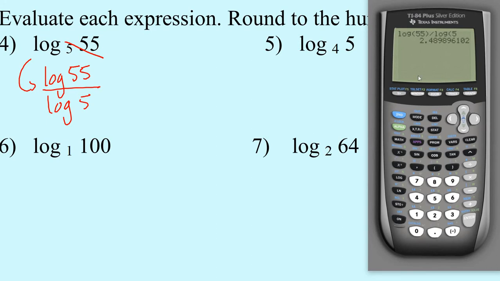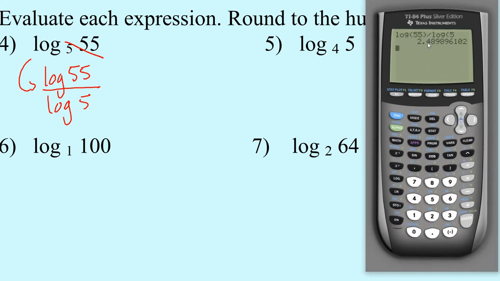Then I said, round to the hundredths? So the hundredths would be that 8. The 9 is 5 or higher, so I round up. So it's going to be 2.49.